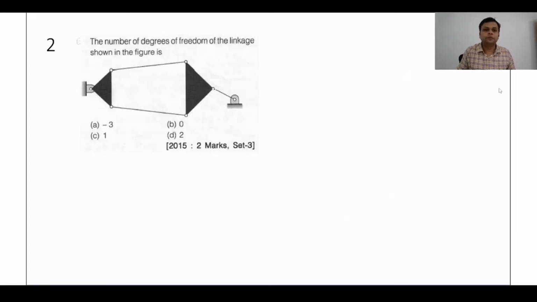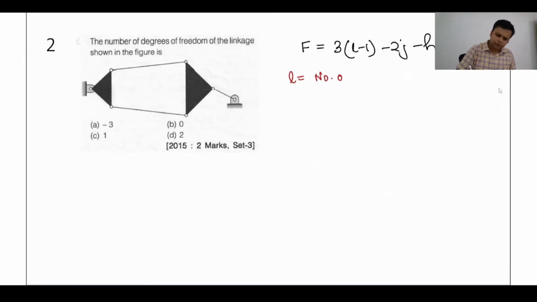Question number 2. The number of degrees of freedom of the linkage shown in figure A is to be found. So what is the formula for degree of freedom? Let us first write it down. Degree of freedom F = 3(L - 1) - 2J - H. What is L here? L is the number of links.